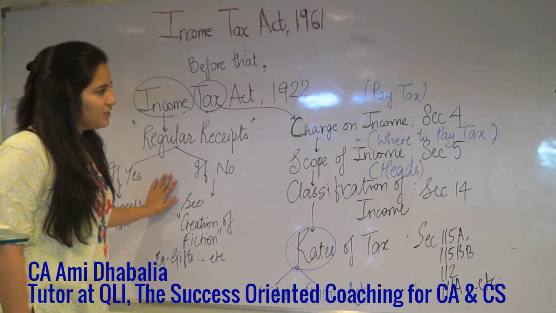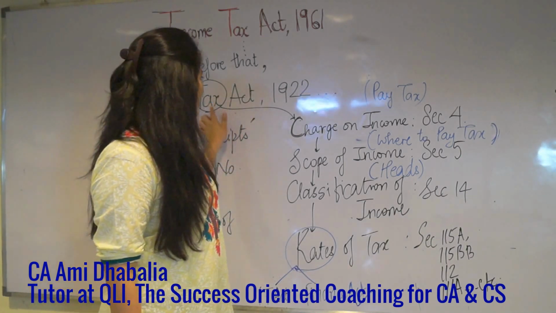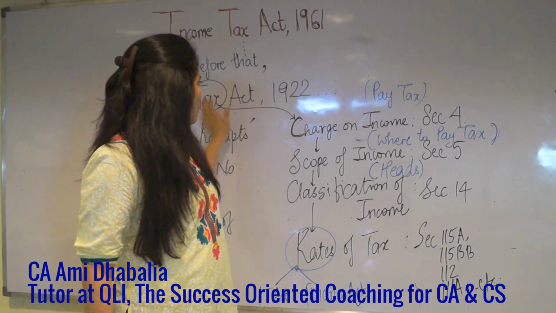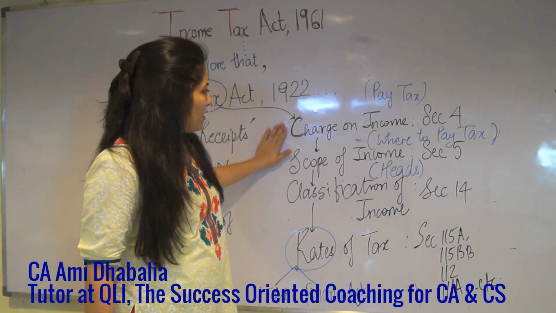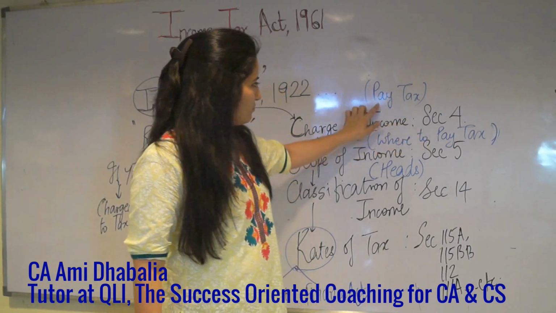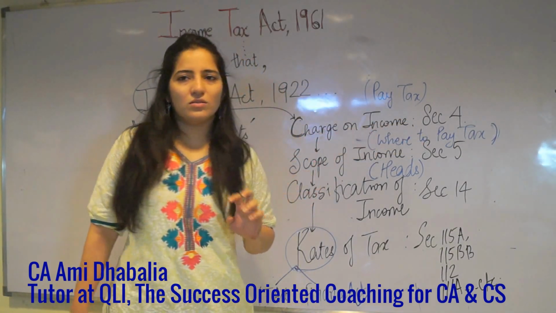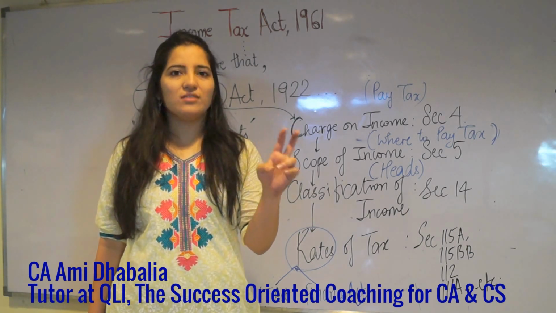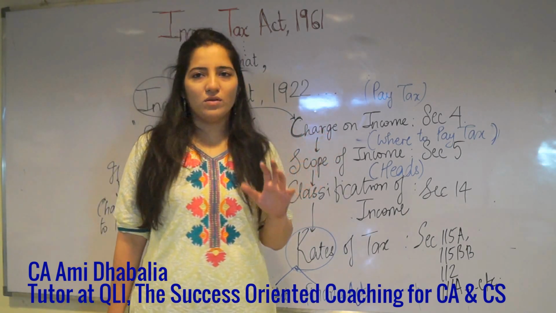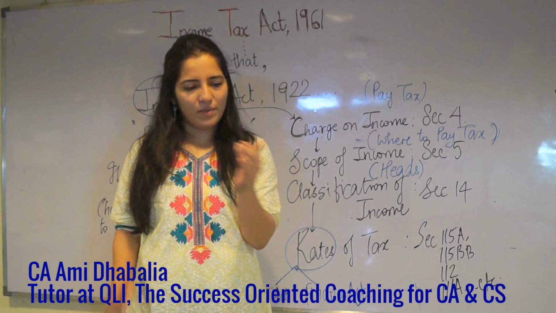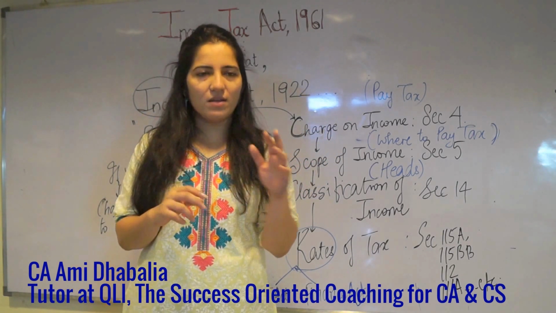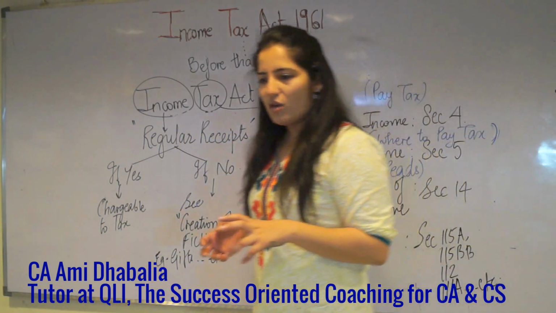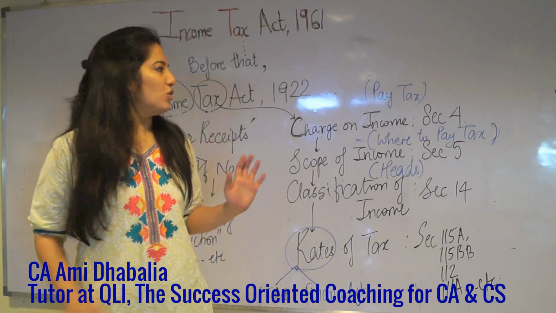Now after this, another question is tax. Now you know what an income is and why it is an income, so you want to pay tax on that income. Then comes section 4, charge on income. Any income on which you are liable to pay tax, that concept is stated under section 4. So then comes your basic section. Now that we know this is an income, you see whether section 4 is applicable, meaning whether the income is chargeable to tax or not.